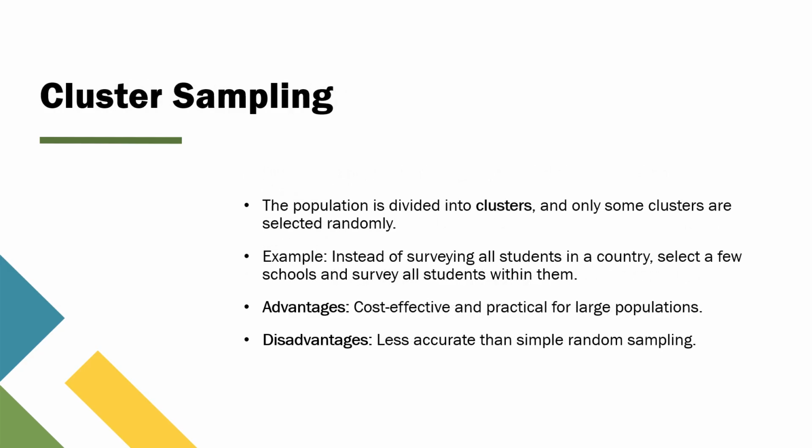Let's talk about another sampling method, which is called cluster sampling. Instead of selecting individual people, researchers select entire groups known as clusters. For example, rather than surveying all students in a country, researchers may randomly select a few schools and survey every student in those schools. Cluster sampling is useful for large populations and is less time consuming than other methods. However, it may be less accurate if clusters are not diverse.